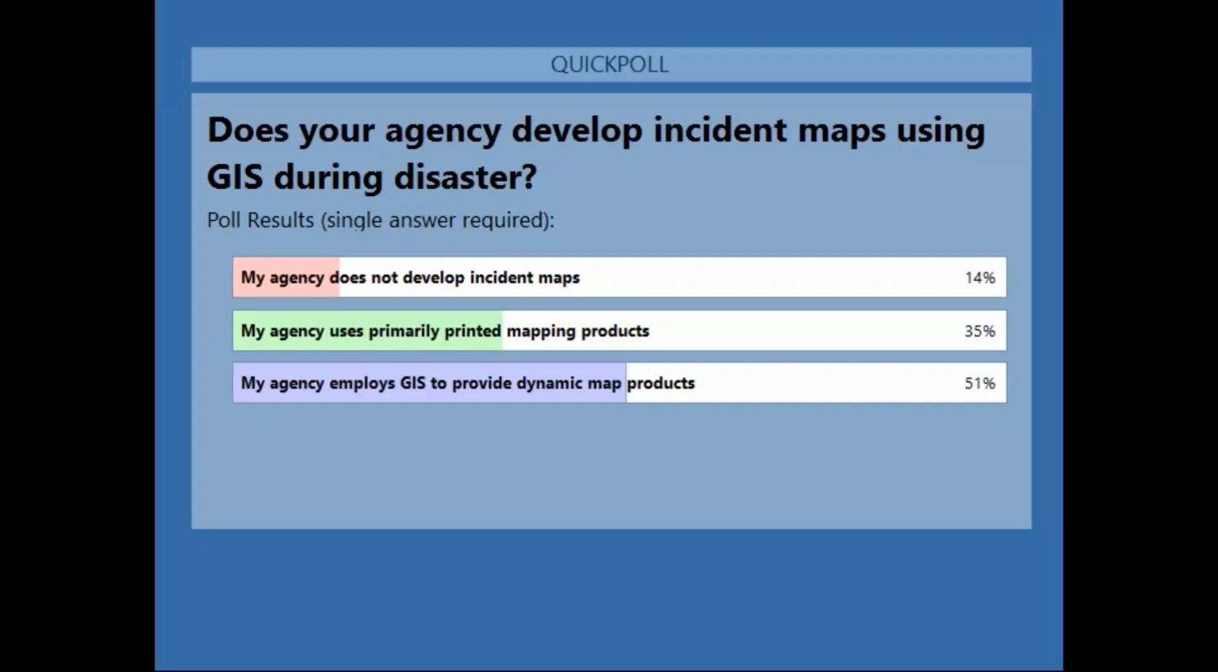My agency does not develop incident maps is at 14%, primarily printed mapping products at 35%, and a pretty good response: agency uses GIS to produce dynamic map products at 51%. Excellent response there. So TJ, we'll turn it back over to you.